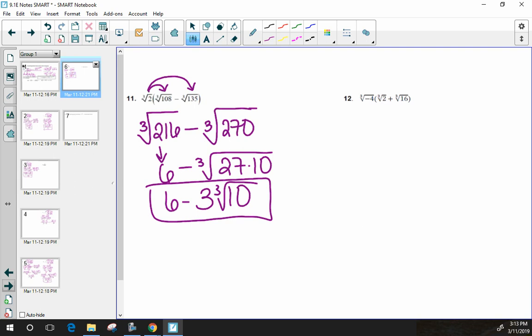What's that? So 27, no, because 3 times 3 times 3 is what gives us 27. So the cube root of that is 3. Yeah, we're not squaring it this time. It's a perfect cube, not a perfect square.